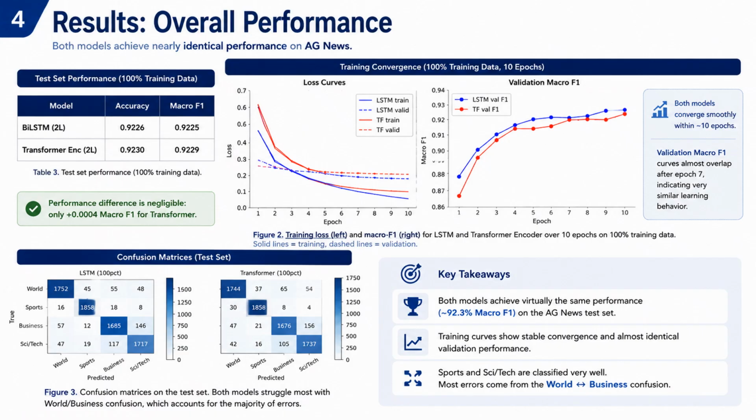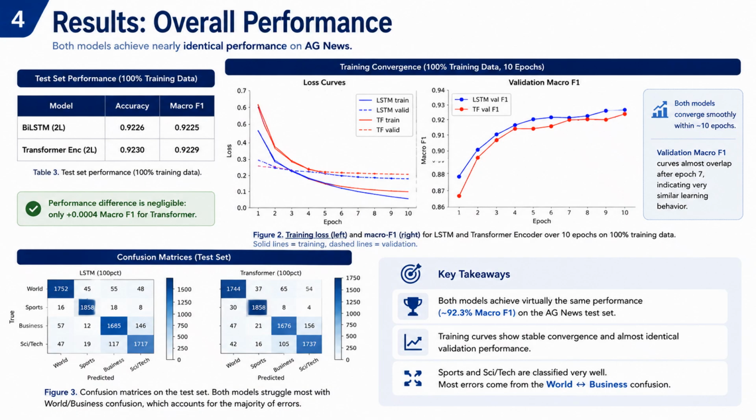Next, let's compare the overall performance of the two models. Looking at the performance table on the left, both models achieved almost identical results on the AGNews test set. The bi-LSTM obtained a macro F1 of 92.25%, while the transformer encoder achieved 92.29%, resulting in a difference of only 0.04 percentage points. The training curves further support this observation. Both models converged smoothly within 10 epochs, and the validation macro F1 curves almost overlapped during the later epochs, indicating very similar learning behavior and stable convergence.